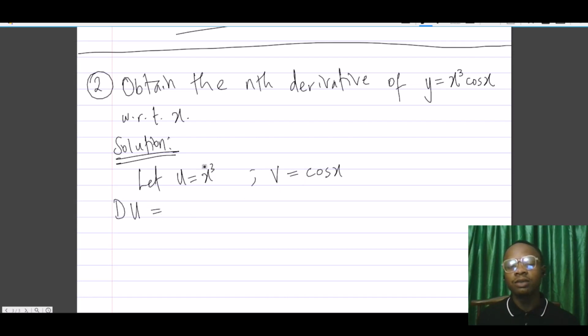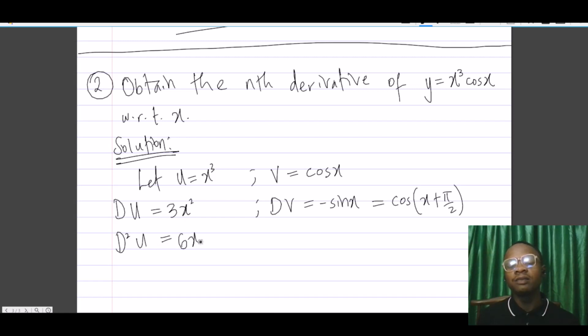The u' will be equal to the first derivative of this, that's 3x squared, and the v' will be equal to the first derivative of this, which is minus sin x, which we have seen before is the same thing as cos of x plus pi over 2, that is cos of x plus 90 degrees. When you get the second derivative, u'' will be 6x, and v'', the derivative of minus sin x, will be minus cos x.